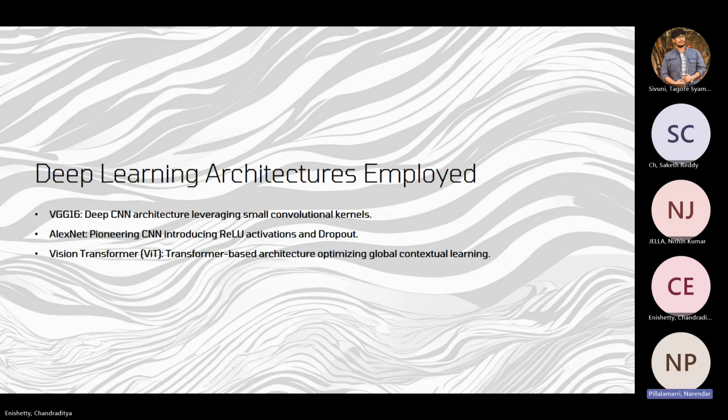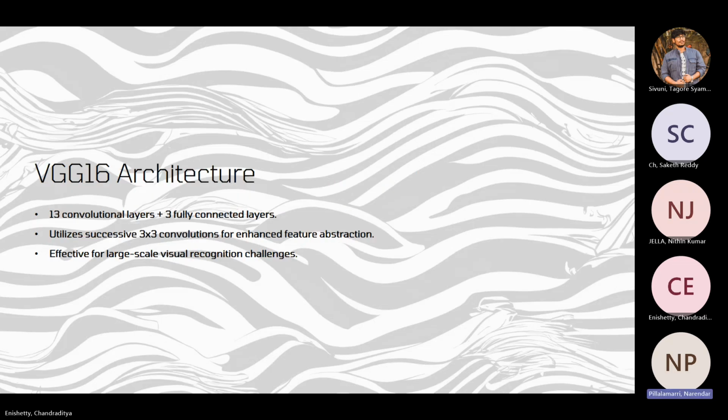Now we will look into the models we have employed in this project. We have chosen three models: VGG16, AlexNet, and Vision Transformers, which is a non-CNN-based architecture. Now I'll give you an overview of each model. First, the VGG16 architecture. It's a deep CNN-based architecture which uses 3 by 3 kernels, with 13 convolutional layers and 3 fully connected layers.